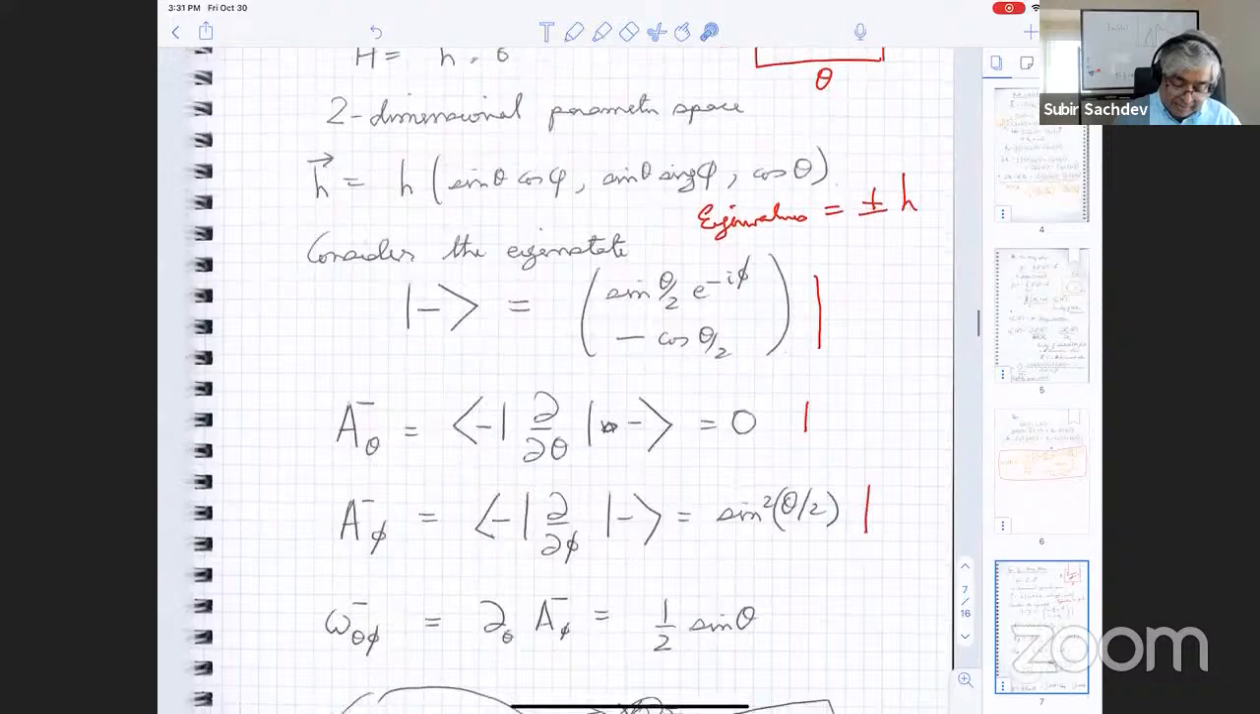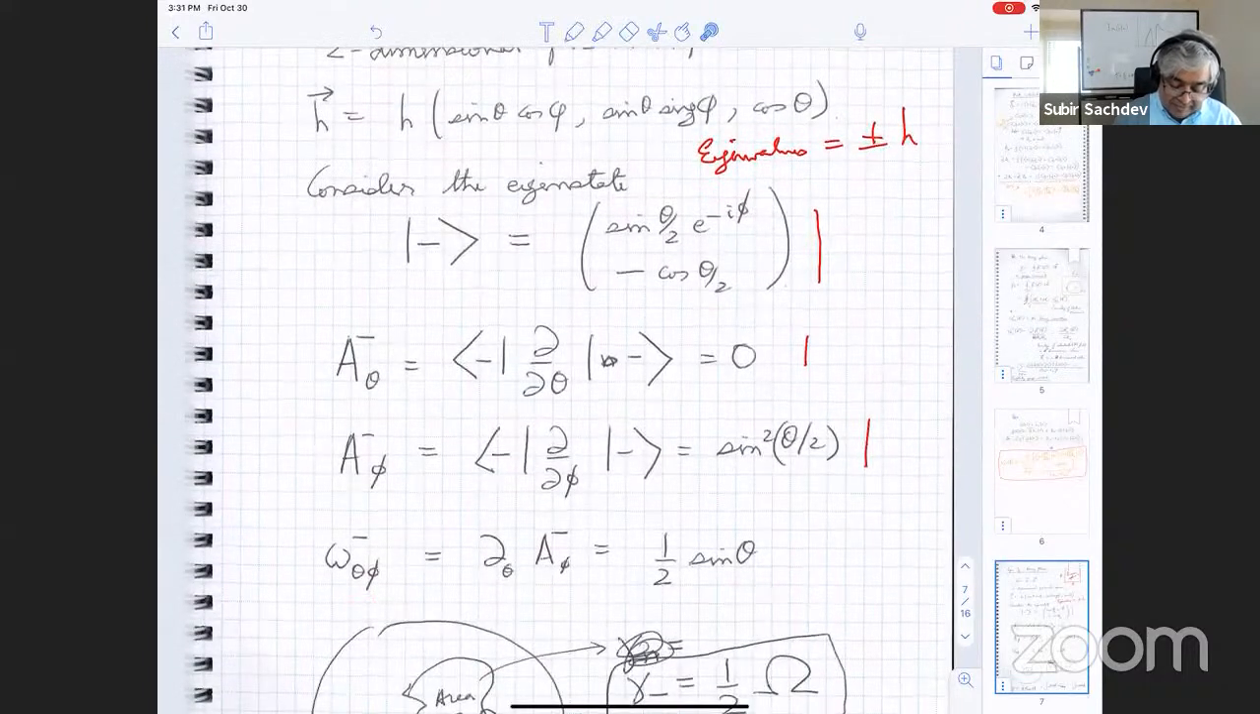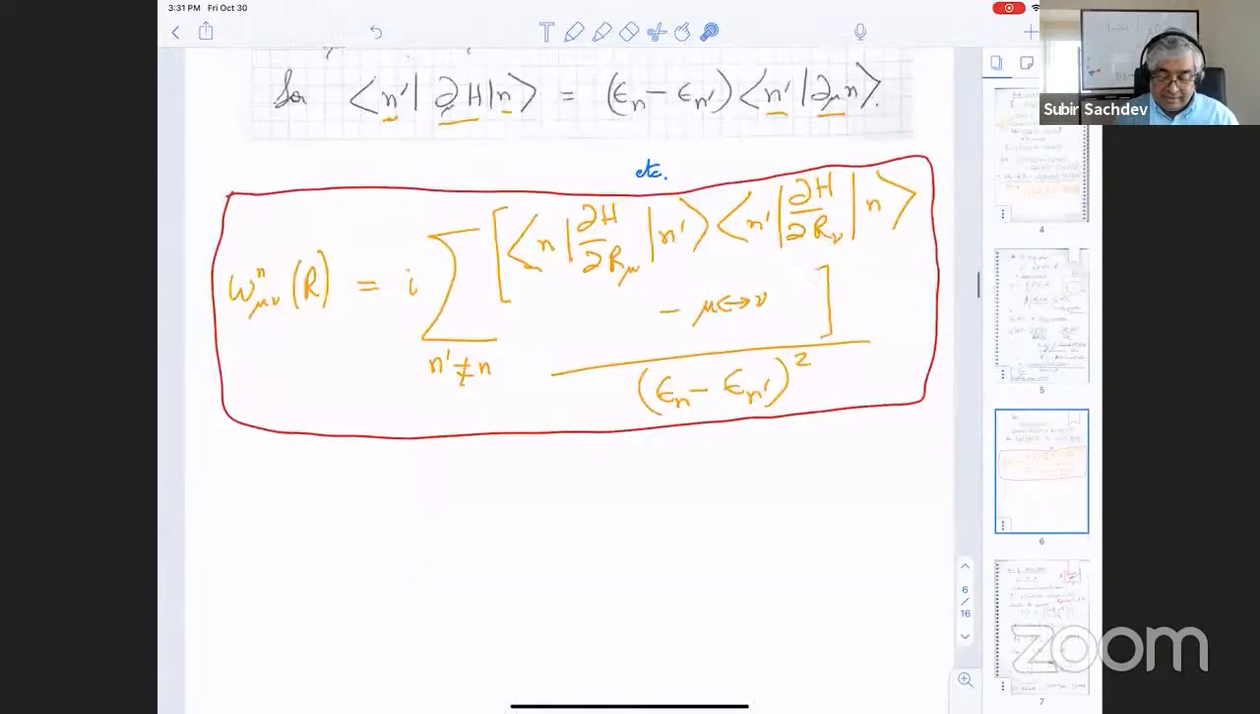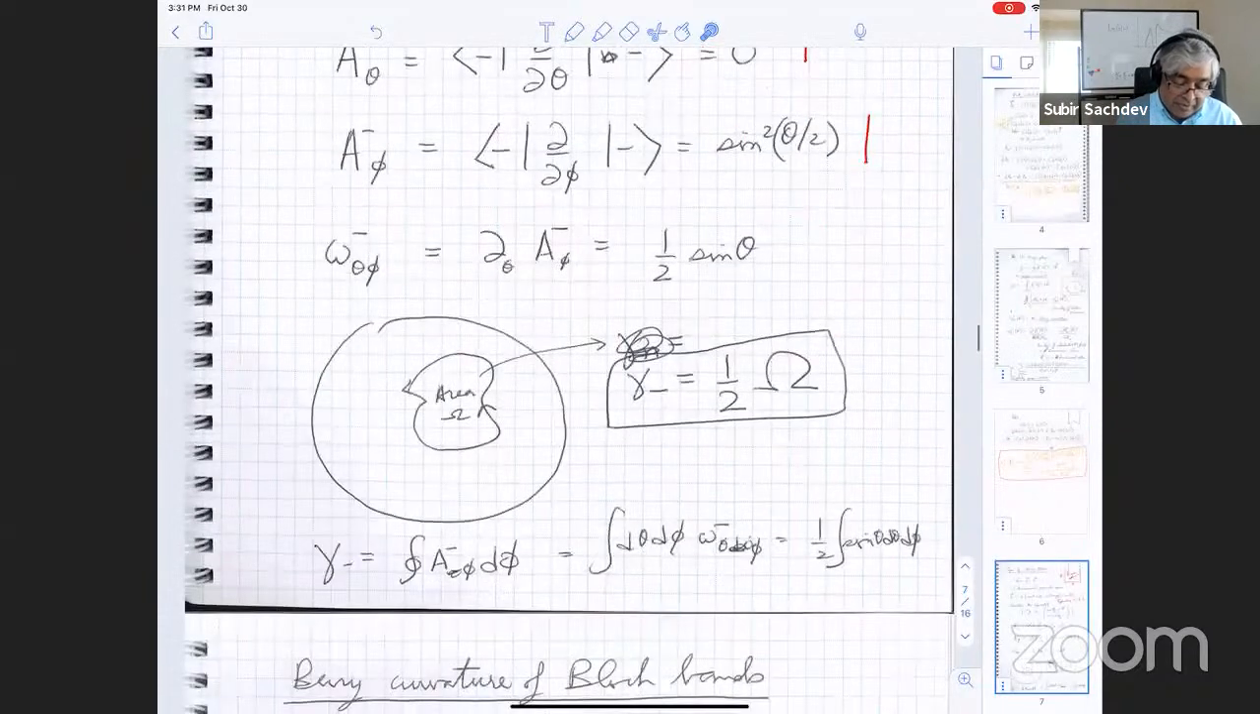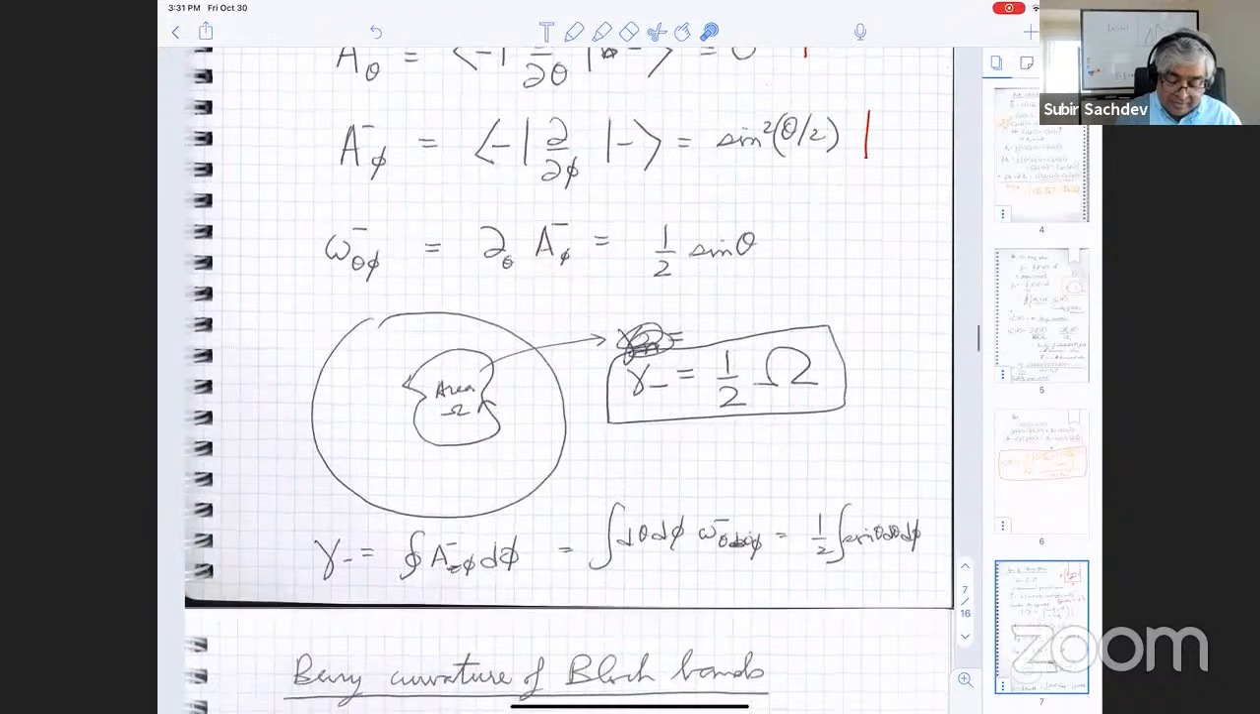And then finally, the Berry curvature. Here I'm doing it the first way, where I actually compute the vector potential. I'm not using this general expression. You could do it that way too, but either way, if you then compute the Berry curvature, that gives you 1/2 sine theta.